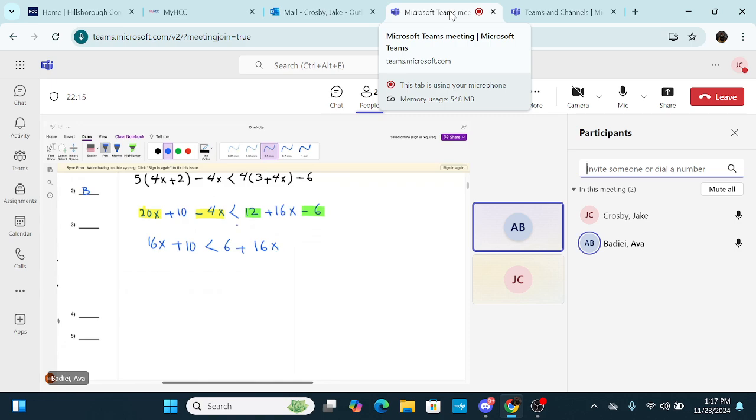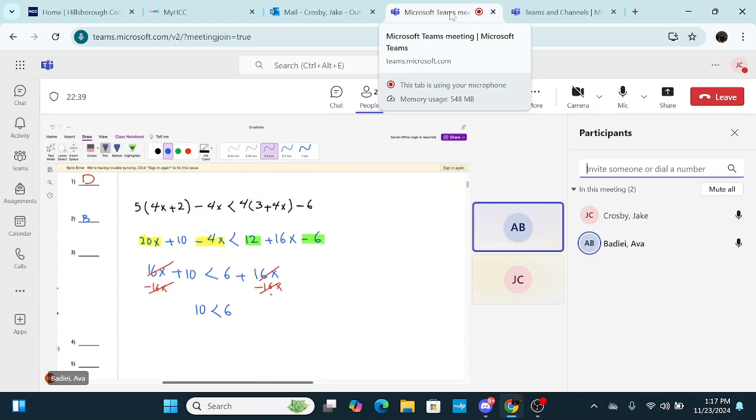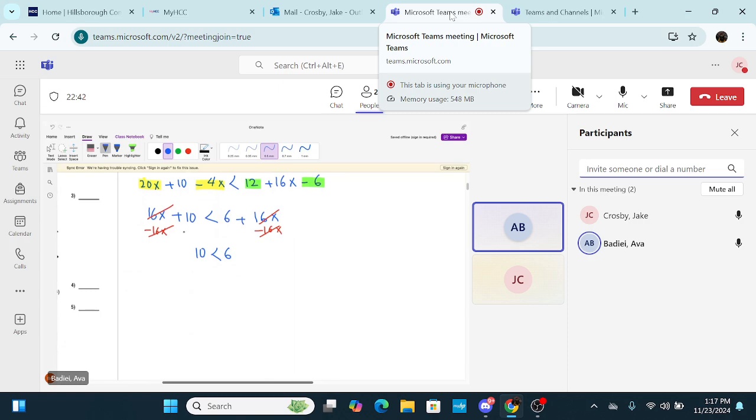All right. Now minus 16x on both sides. Let's see what's going to happen. And that's the answer. So here's how it's going. We did all the work. The 16x was canceled. Now we have 10 less than 6. Does this make any sense? No solution.